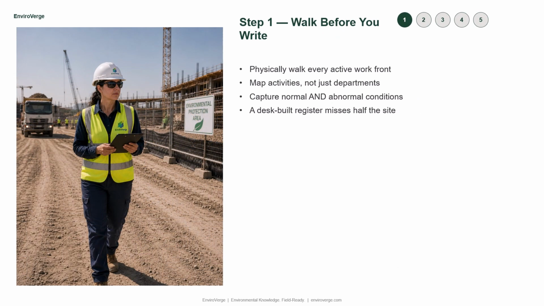Step 1. Walk every active workfront before writing a single entry. Map activities, not departments, and capture abnormal conditions as well as normal operations. A register built from a desk or from memory will miss a significant portion of what is actually happening on site.